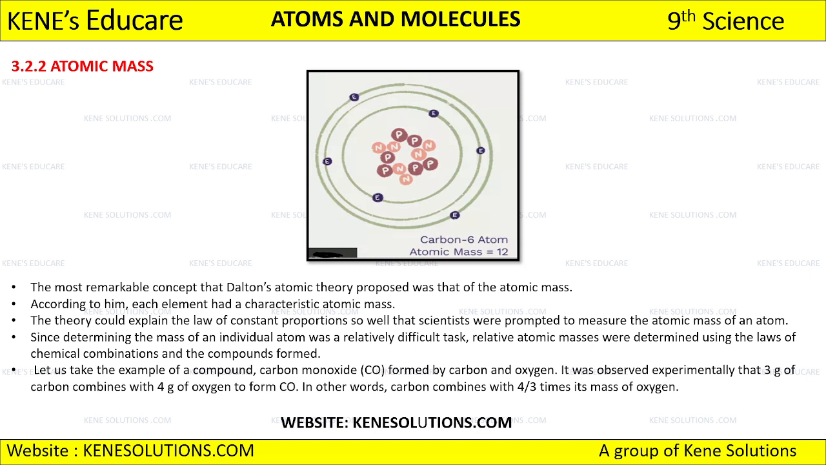So let us take the example of the compound carbon monoxide. Now we know carbon monoxide is formed by carbon and oxygen. How exactly has it been formed? It was observed experimentally that 3 gram of carbon combines with 4 grams of oxygen, and then one molecule of carbon monoxide is formed. So in other words, we can say that carbon combines with 4 by 3 times its mass of oxygen.